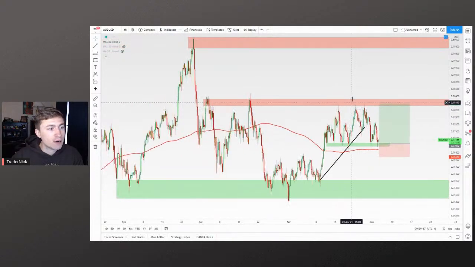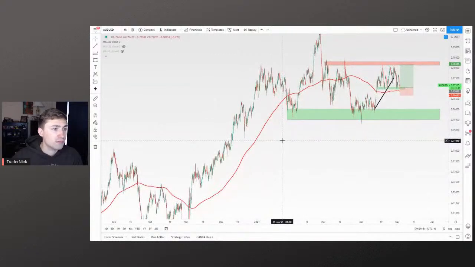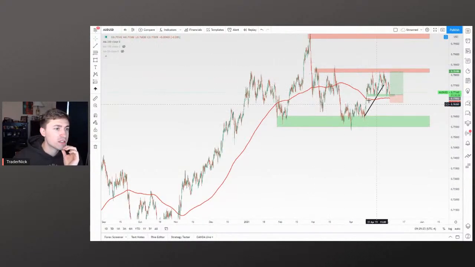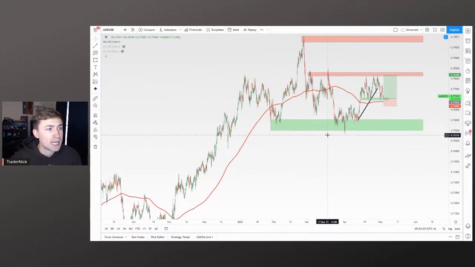On the higher time frames, I'm bullish on the Aussie. It's had a really good last year or so. 2021 has started out slow for the Aussie, but last year was incredibly bullish for it. And I do think that it has potential to continue going into the rest of 2021.